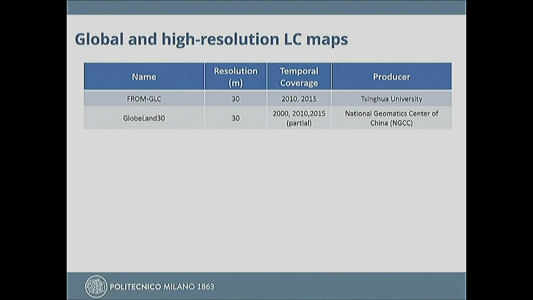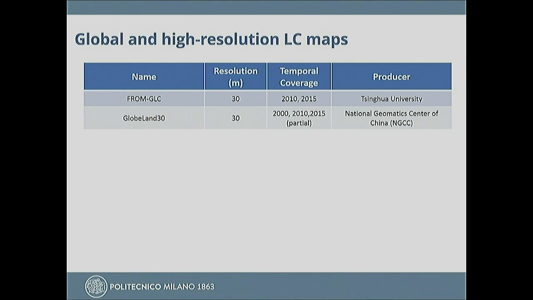So this can be considered as an authoritative map, and it is produced at 30-meter resolution. It is available for 2000, 2010, 2015 only partially. 2015 by now is available just for one part of Africa. It will be available for all Africa by the end of this year, and it will be available for all the world next year, the 2015 map.